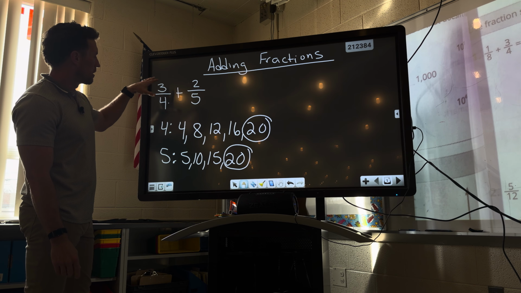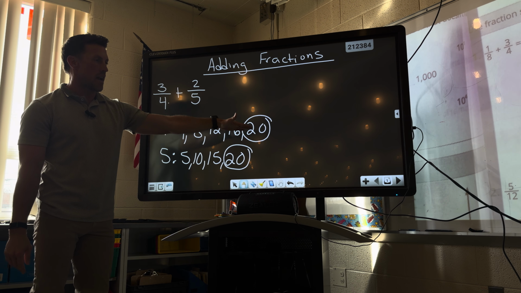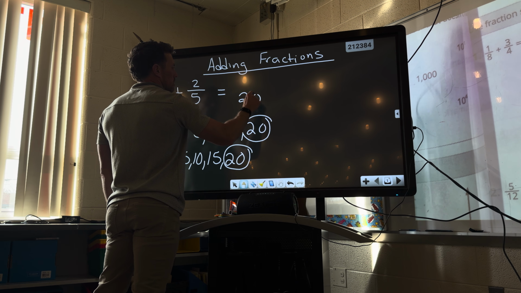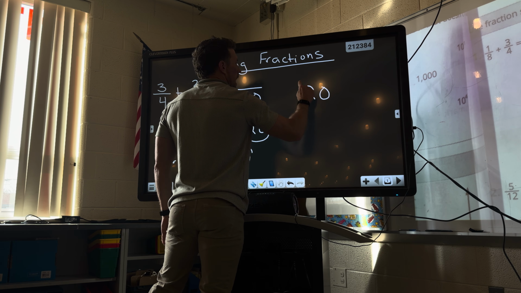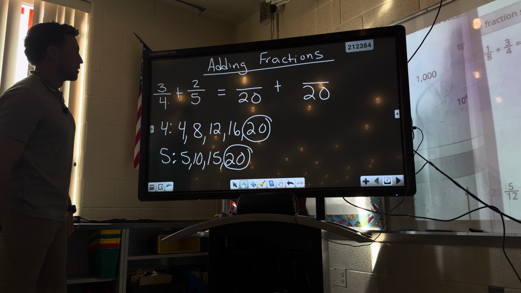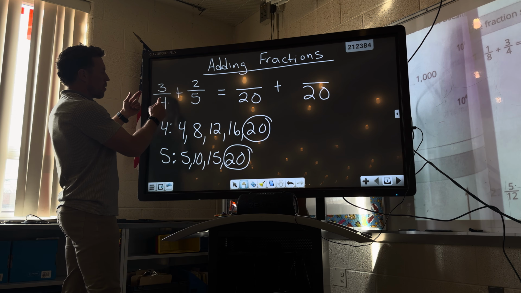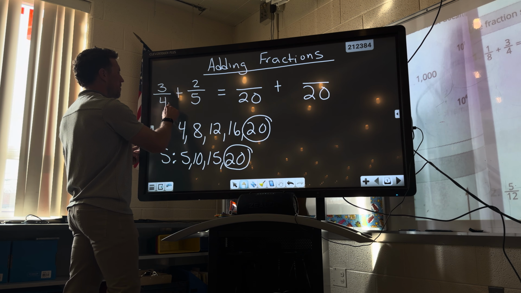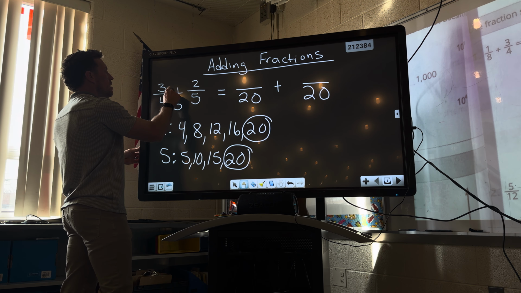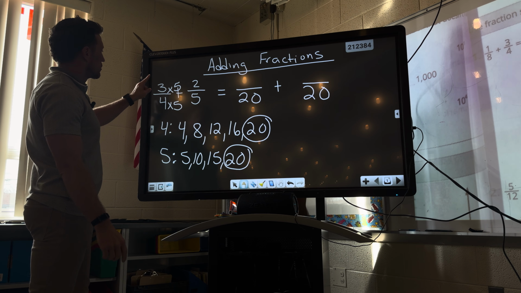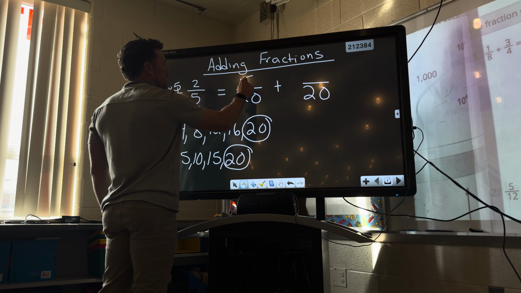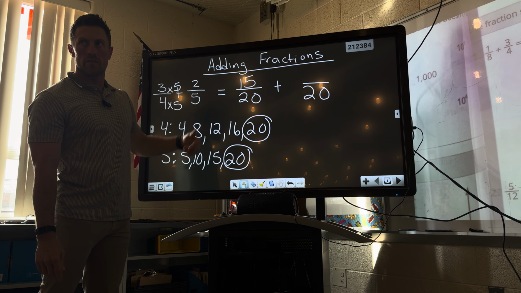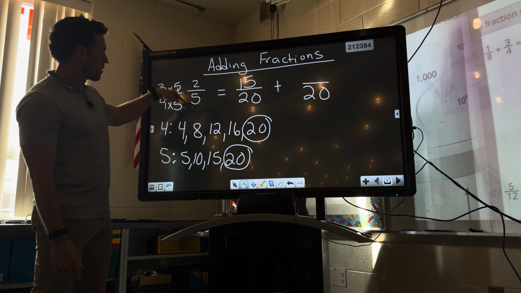Now I'm going to rewrite these two fractions using a denominator of 20. This is how I would expect the students to do it. I know I'm adding these two pieces. How do I get from a 4 to a 20? I use the fifth multiple, so I multiply by 5. Whatever I do on the bottom, I do on the top. So 3 times 5 is 15. So 3/4 is equivalent to 15/20. Okay, I will do the same thing for the 2/5.